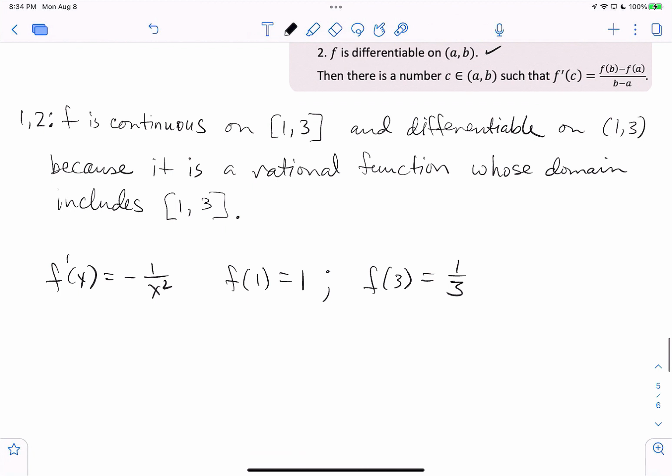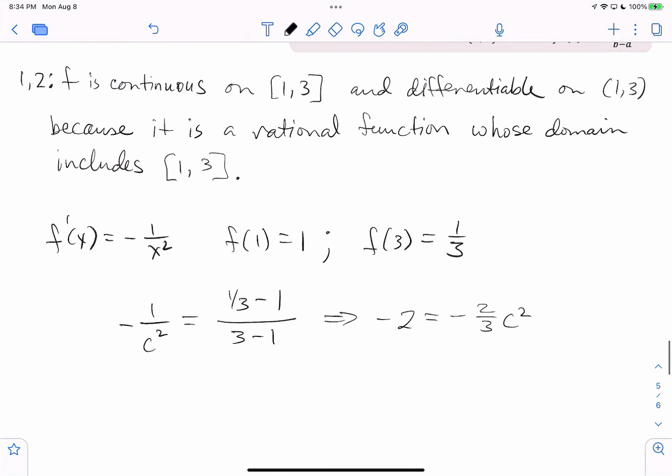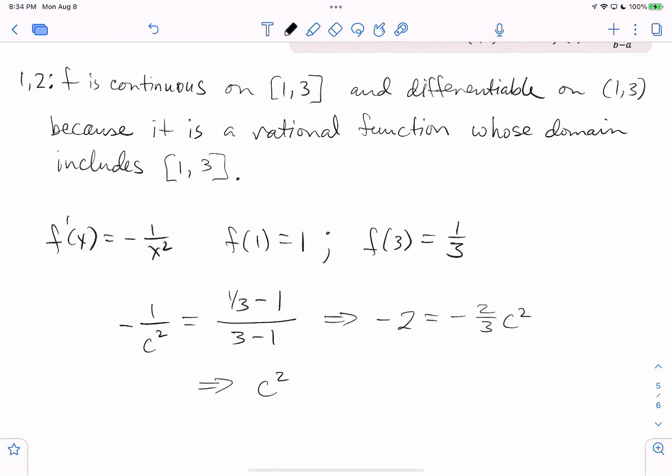So there should be a number c such that f prime of c, so negative 1 over c squared, is equal to f of b, which is 1/3, minus f of a, which is 1, divided by b minus a, so 3 minus 1. So negative 2/3 divided by 2 gives negative 1/3, and negative 1 over c squared equals negative 1/3, which means that c squared is equal to 3, which means that c is equal to plus or minus the square root of 3.